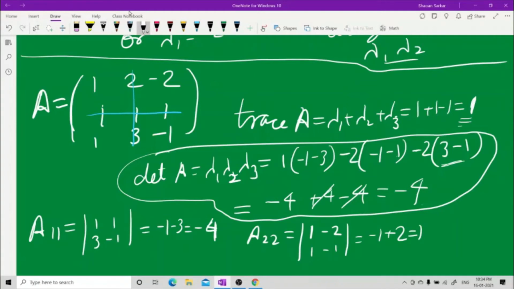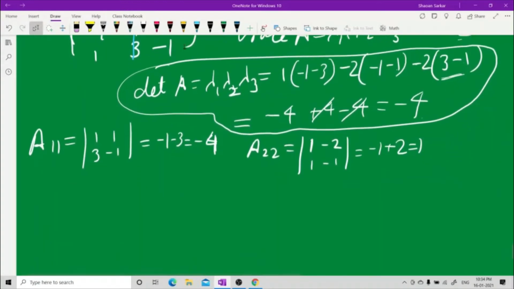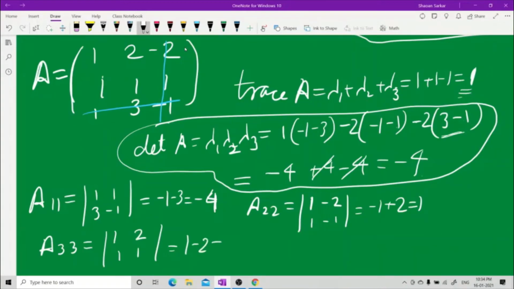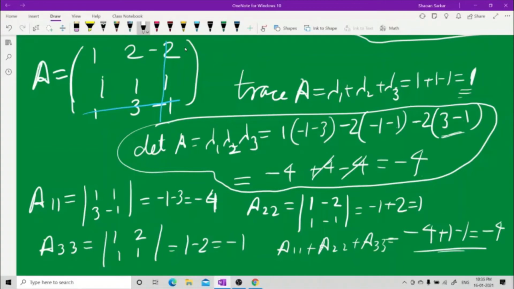Now let me drag a little bit down. Now I will be able to find A33. That is nothing but like minor M33. You hide this row and this column. Whatever I get, I write it down: 1, 2, 1, minus 1, which gives 1 minus 2, that is minus 1. Now if I add them all up, A11, A22 and A33, I get minus 4 plus 1 minus 1, which is minus 4. But this value is important because this is my required value.